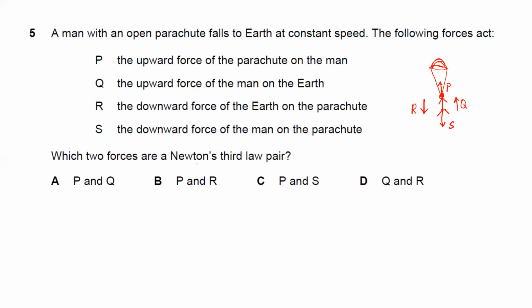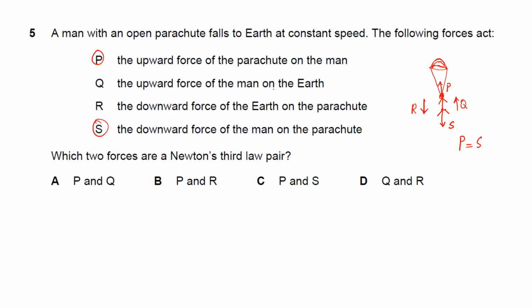Which two forces are a Newton's third law pair? Remember, it is in terminal motion at the moment. So technically, the force S, the downward force of the man on the parachute, is equivalent to P, the upward force of the parachute on the man, and that basically causes the parachute to move at terminal speed, or a constant speed, towards the earth.